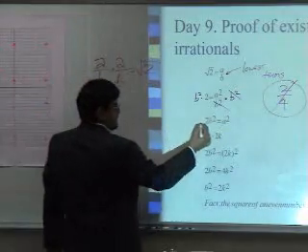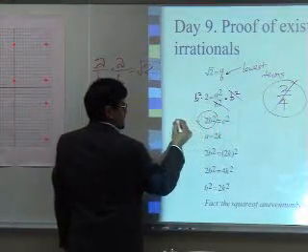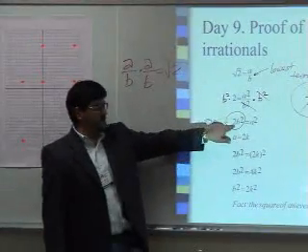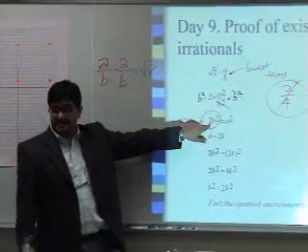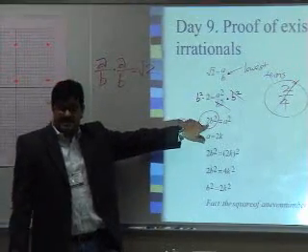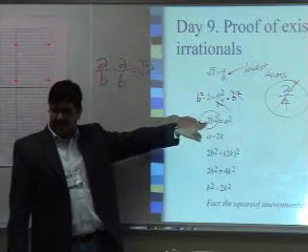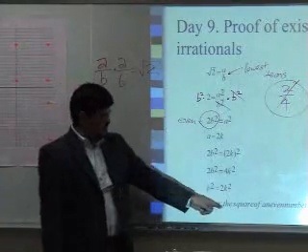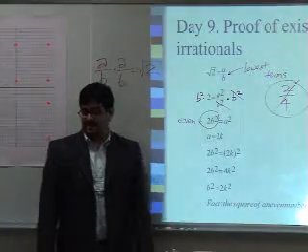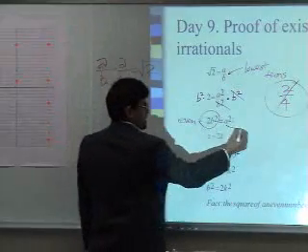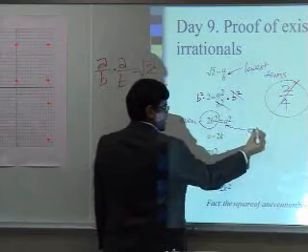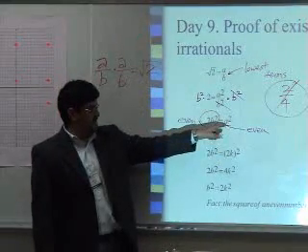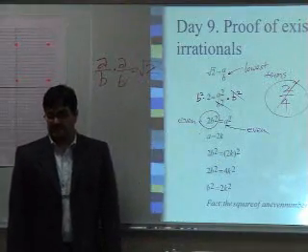Now, this number right here is an even number. It is an even number because it has a 2 as a factor, right? Even numbers by definition can be divided by 2, and this number can be divided by 2, right? So it's even. And it turns out that the square of an even number is an even number. So this number right here must be even. Okay? If this is even, this a must be an even number.